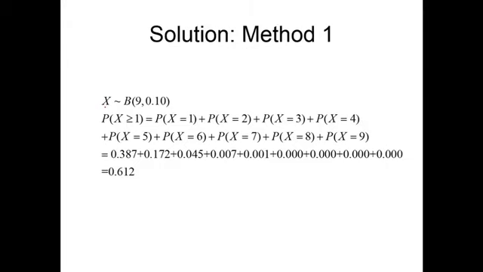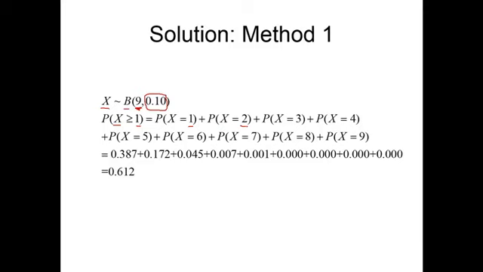Well, it's a binomial random variable with 9 trials, right? Shaking hands with 9 people. Each one of them has a 10% chance of having the disease. And so what is the chance that he has shaken hands with at least one? Well, the probability that X is greater than or equal to 1.